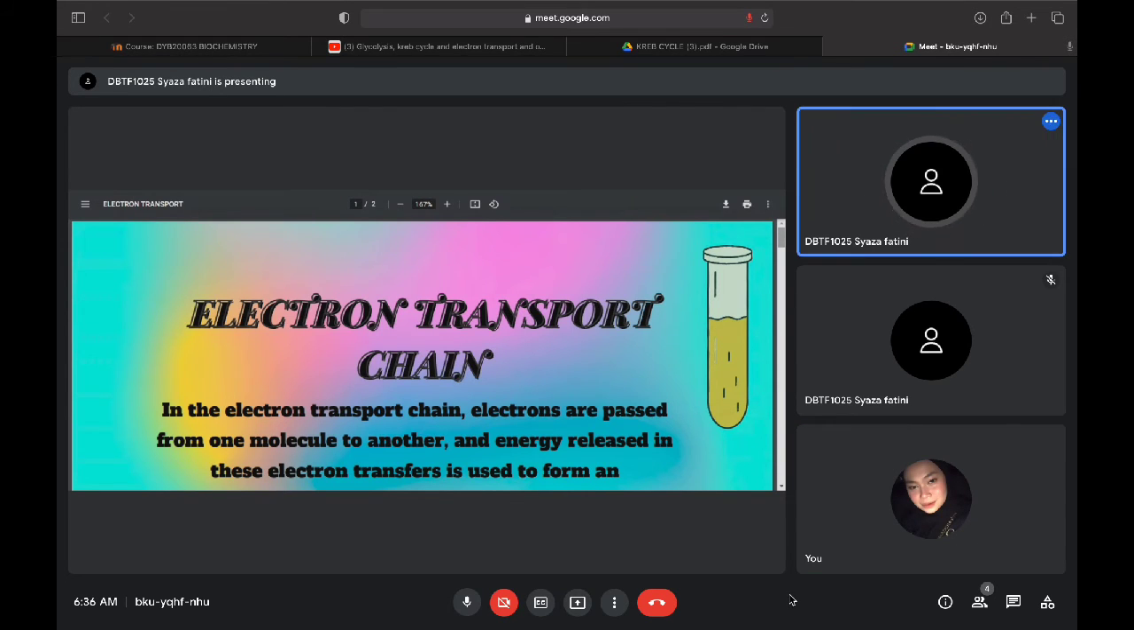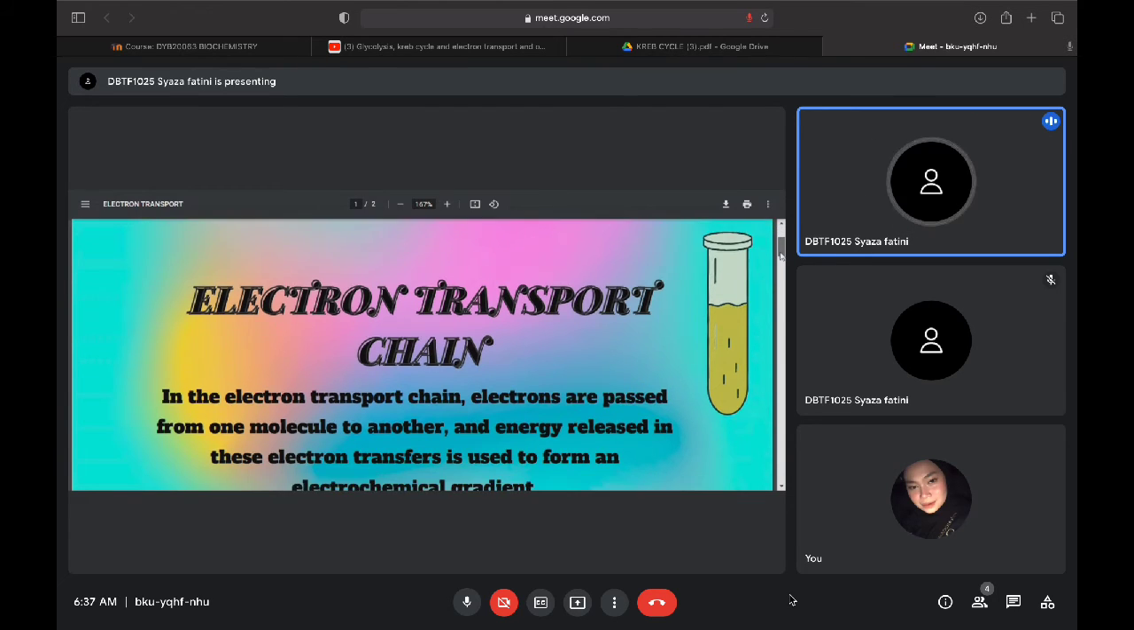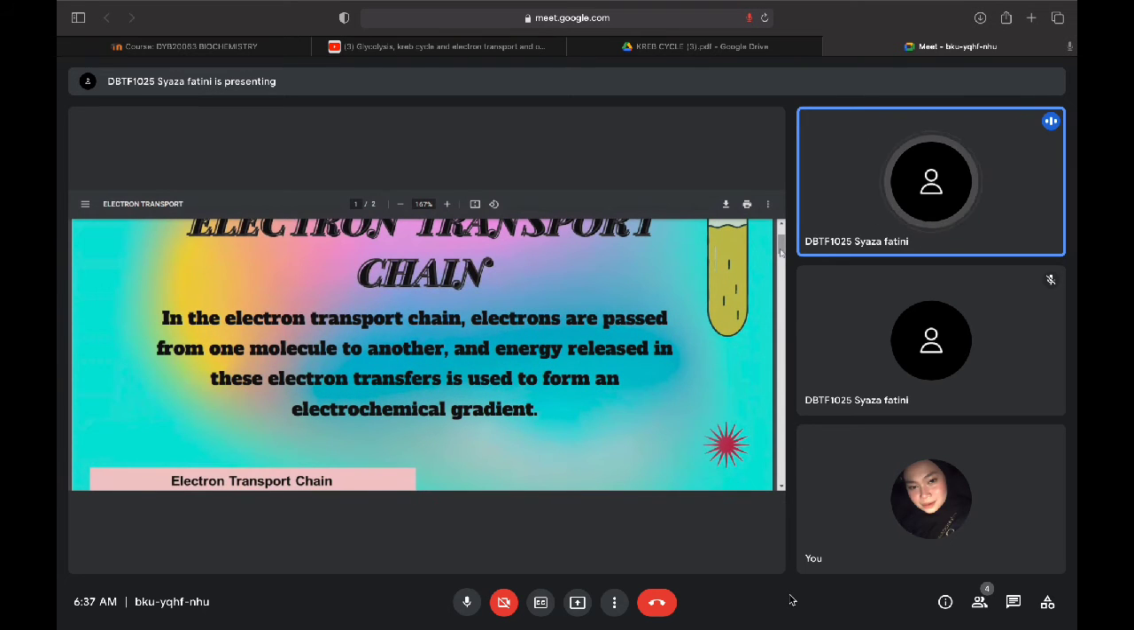Electron transport chain. In the electron transport chain, electrons are passed from one molecule to another, and energy released in this electron transfer is used to form an electrochemical gradient.